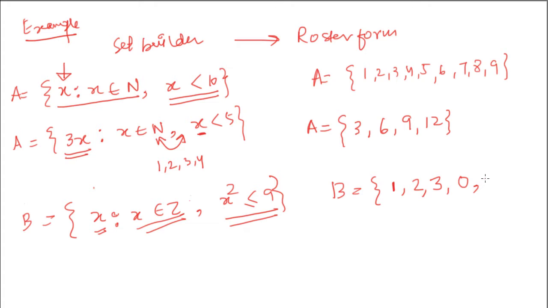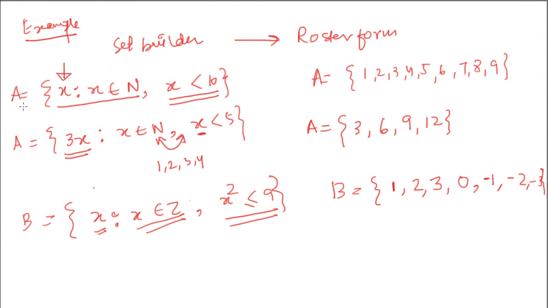Can we write down minus 1? Yes. Minus 1 square is also 1, which is less than 9. Similarly, we can write down minus 2 and minus 3. Okay, so these are the elements in this set. So this is how we go.